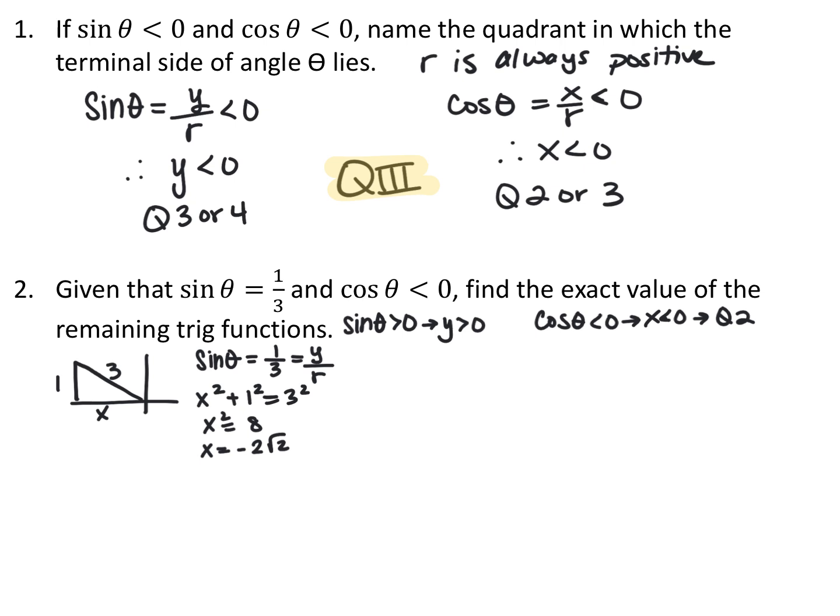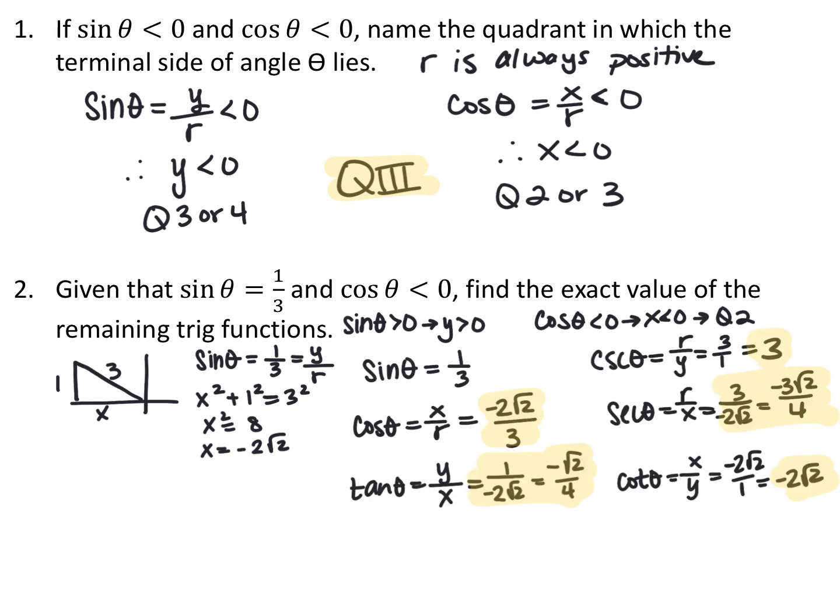So cosine of theta is x over r, so negative 2 root 2 over 3. Tangent of theta is y over x, so 1 over negative 2 root 2 or negative root 2 over 4. Cotangent of theta is x over y, so negative 2 root 2 over 1 or negative 2 root 2. Secant of theta is r over x, so 3 over negative 2 root 2 or negative 3 root 2 over 4. And cosecant of theta is r over y, so 3 over 1 or 3.